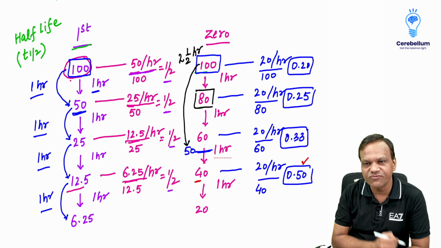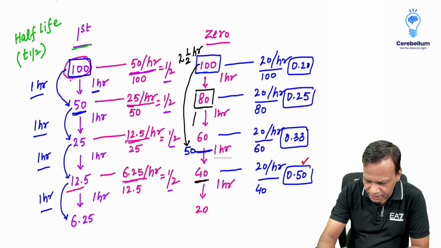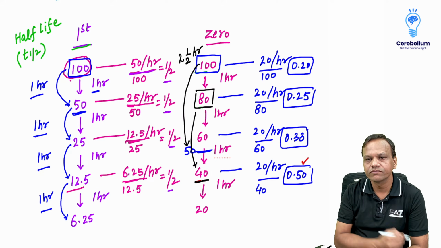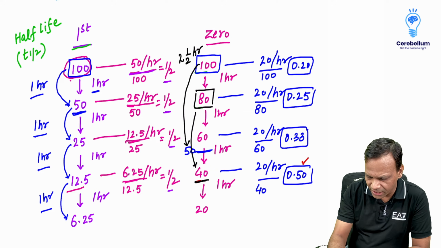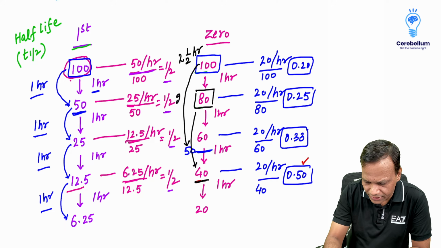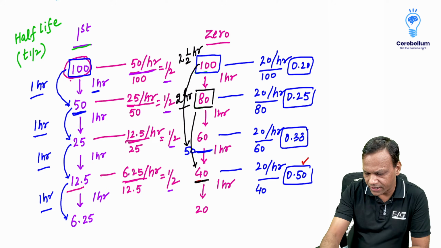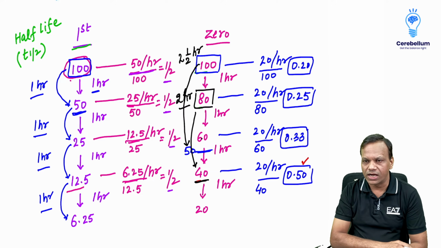Now if we take the plasma concentration as 80, half of 80 is 40. So 40 is here. So the time taken from 80 to 40 will be half-life. And how much time is taken? 80 to 60, 1 hour. 60 to 40, 1 more hour. So the time taken here is 2 hours. Okay? So time taken from 100 to 50 was 2.5 hours. But from 80 to 40 is 2 hours.